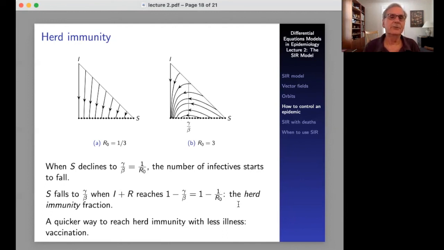You can get to herd immunity just by letting the disease take its course. A quicker way with less illness would be to come up with a vaccine, vaccinate a lot of people, get a lot of people into that immune recovered category without ever making them go through coming down with the disease.